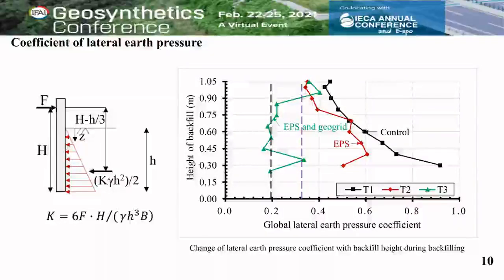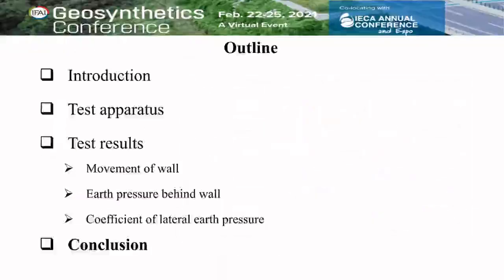The second figure shows the change of the K value with the height of the backfill. From the figure, we can see that for the control test, the K value is the largest. For the test with EPS and geogrid, the K value is the smallest.